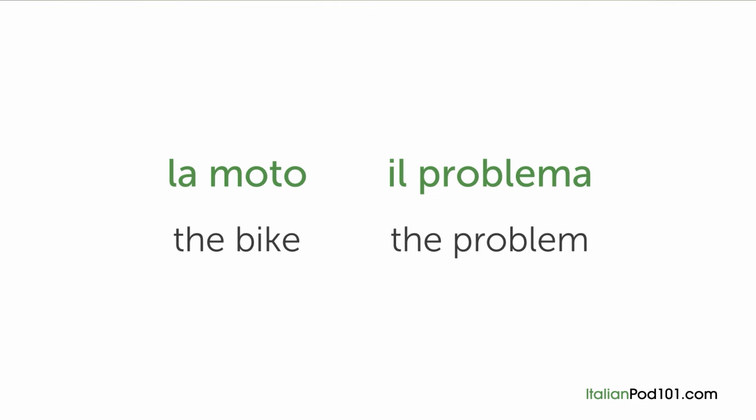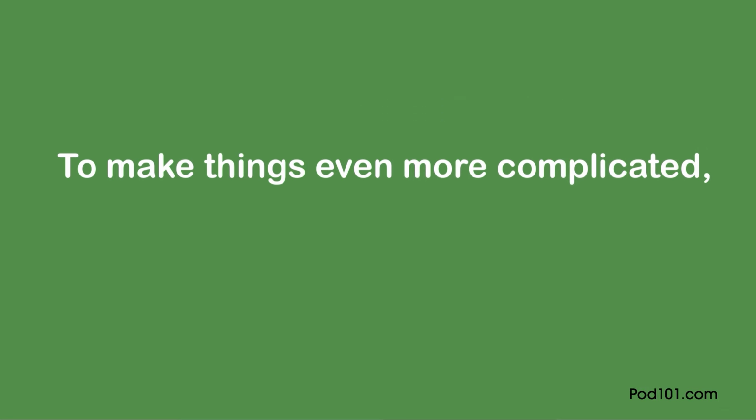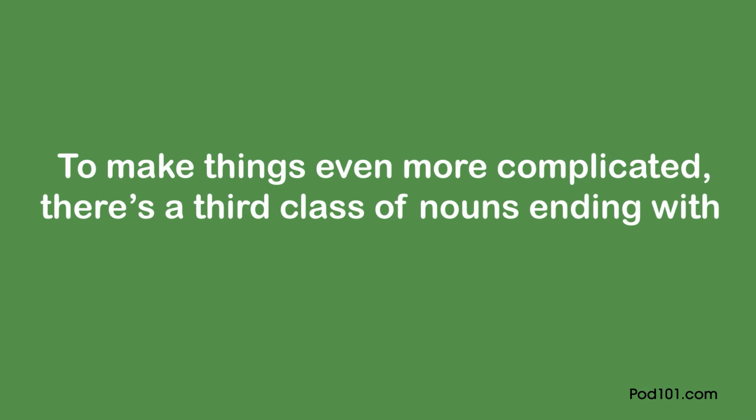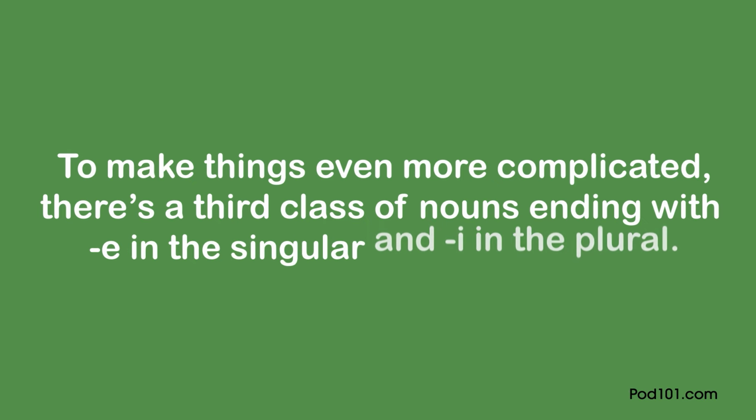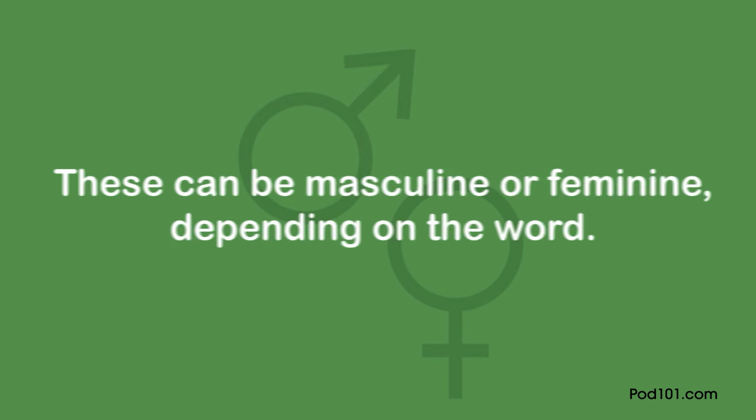There are some exceptions, like la moto, meaning the bike, which is feminine, and il problema, meaning the problem, which is actually masculine. To make things even more complicated, there is a third class of nouns ending with E in the singular and I in the plural. These can be masculine or feminine depending on the word.